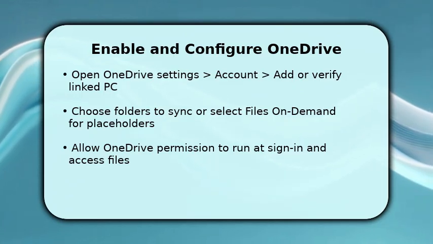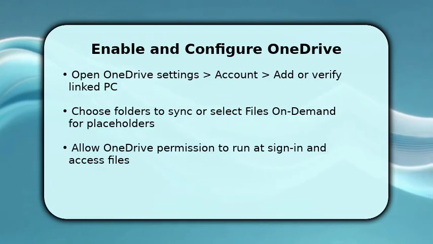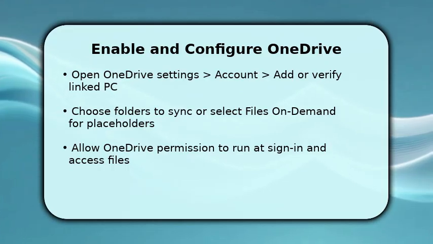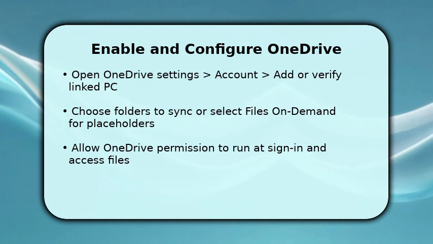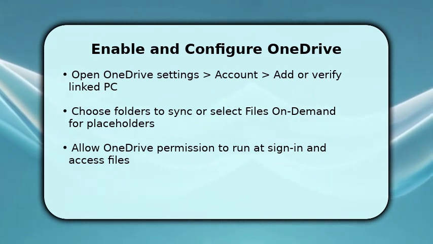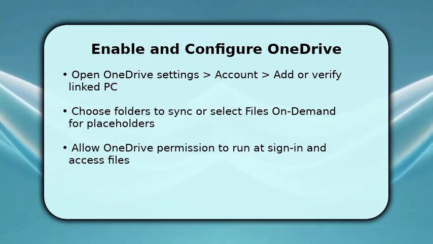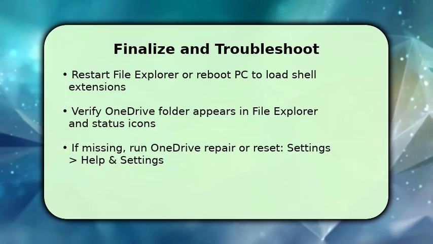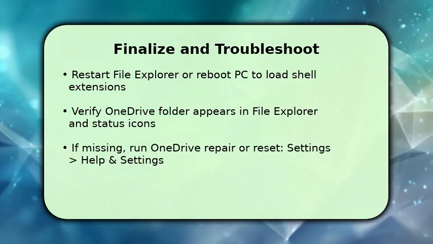Once done, grant OneDrive permission to run at sign-in and access folders so it can register the OneDrive shell extension with Windows. This step creates the OneDrive entry in File Explorer and lets icons, status overlays, and quick access entries appear correctly. To finish, restart File Explorer or reboot the PC so Windows loads the OneDrive shell extension. After that, you should see the OneDrive folder and green/blue status icons beside files.